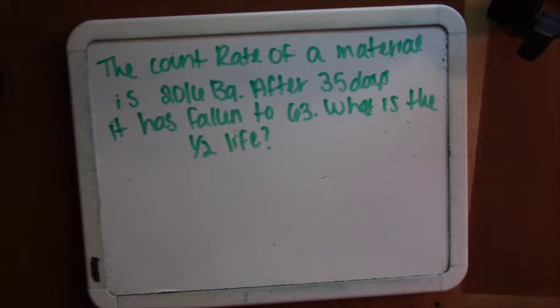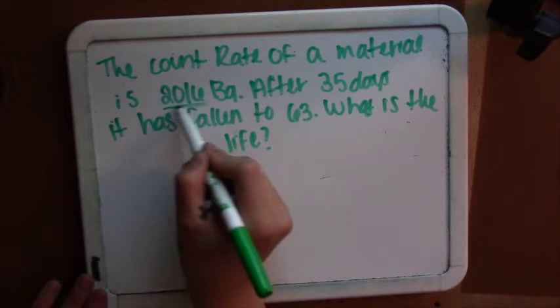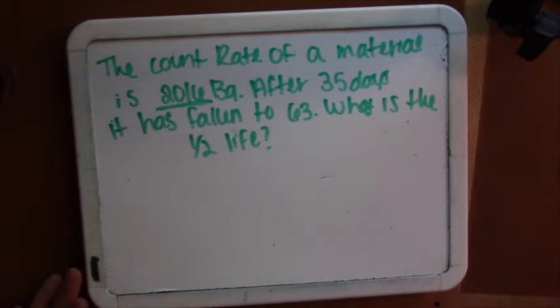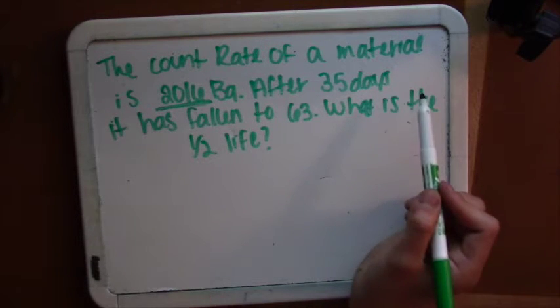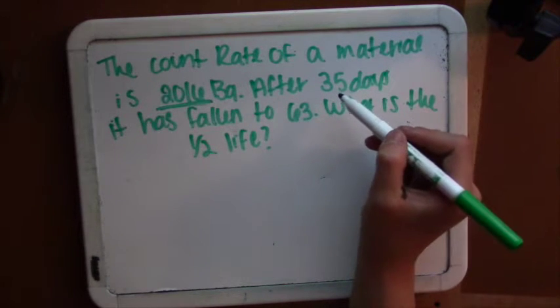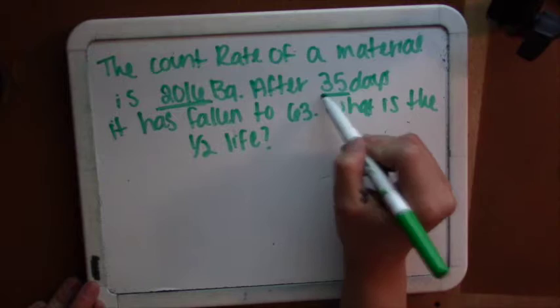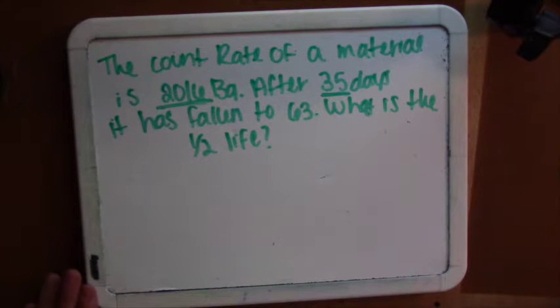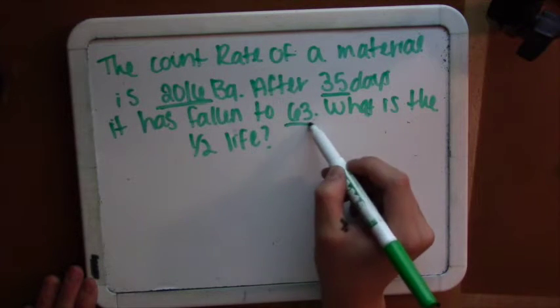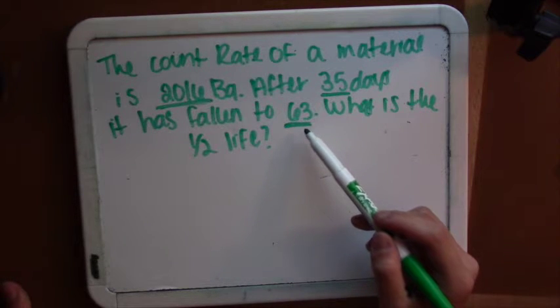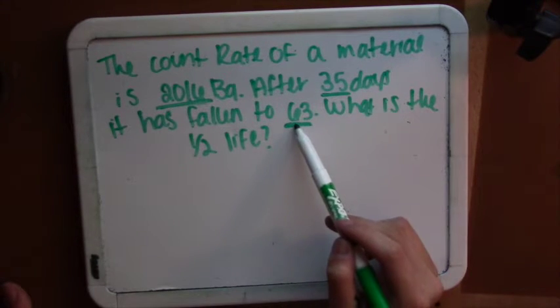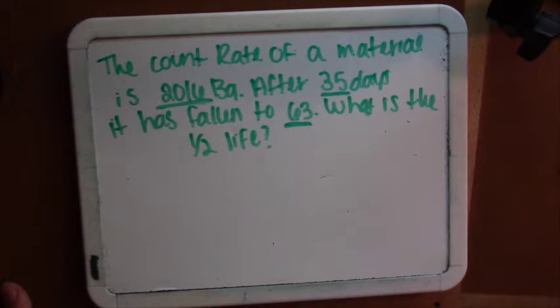The first number we are given is the count rate of the material, which is 2016. That is a really important number. We are also given the amount of time that has gone by for this certain material, and that number is 35 days. And the last number that we are given is the final count rate of the substance, and they are telling us that it has fallen to 63, from 2016 to 63 in 35 days. That is what it is asking us.